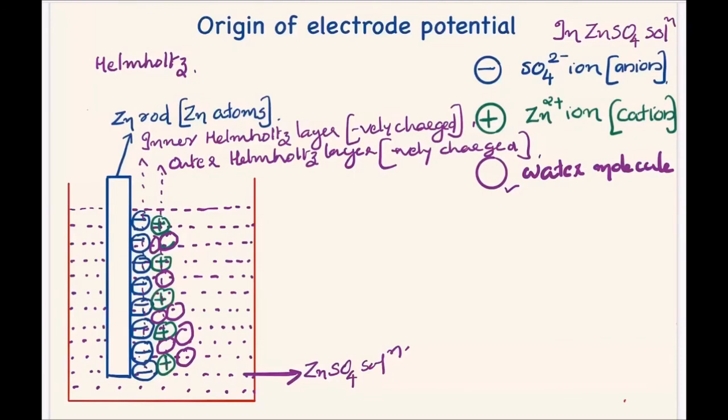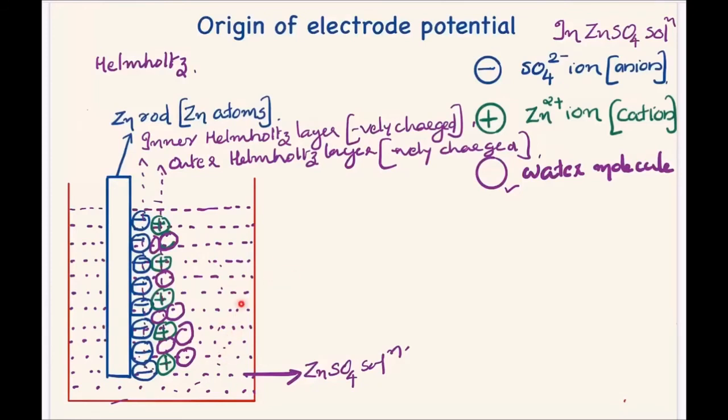How many layers got formed? Two layers were formed. One is the inner Helmholtz layer, which consists of negatively charged sulfate ions. Just near to that layer, a positively charged layer formed due to the solvated zinc ions. Now the remaining portion in the zinc sulfate solution, the remaining zinc ions and sulfate ions will be there, but one difference, the concentration of the ions will be lesser compared to this area.